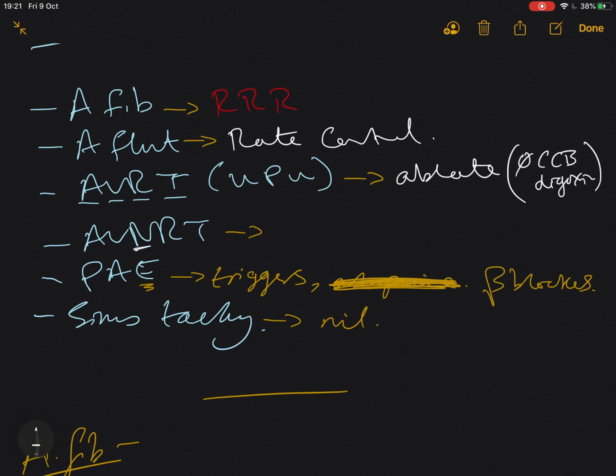So AVNRT, AV nodal re-entrant tachycardia, means it goes through the atrioventricular node as opposed to the atrioventricular septum. So we're going to do vagal manoeuvres, as we saw before, and then ultimately we'll ablate. Ablate for re-entrant and non-re-entrant tachycardias. We've already talked about those two. So those are the managements and a brief summary of the different types of narrow complex tachycardias.